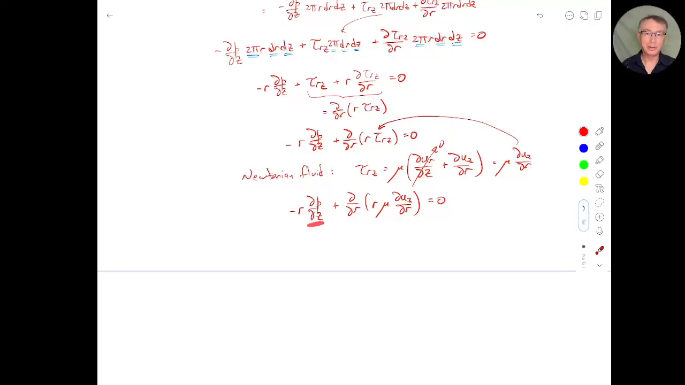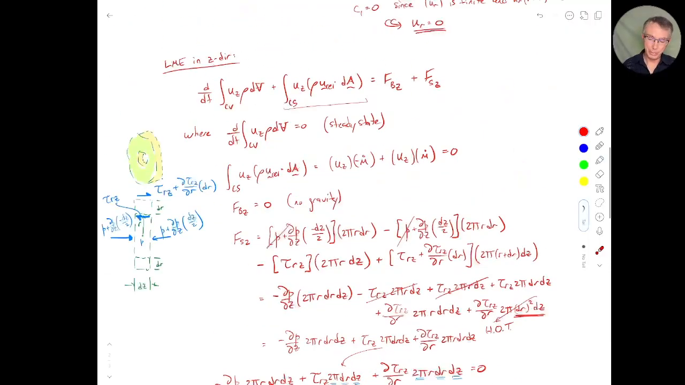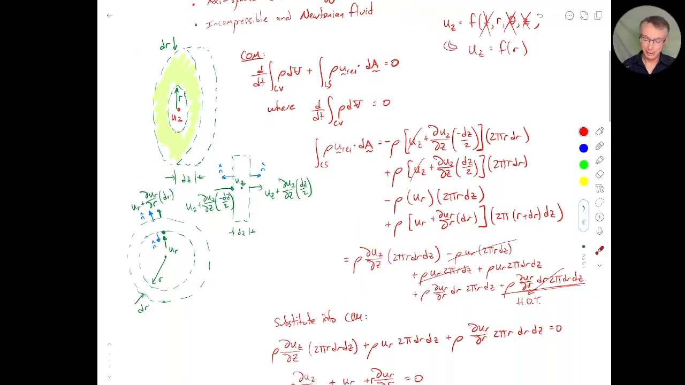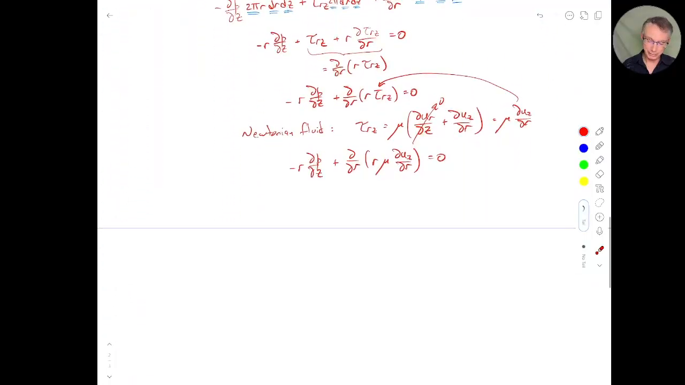The dp dz term is just a constant. Remember we said way back up here, it's a pressure-driven flow. The dp dz is a constant. We can just leave it like this, but if you think about it for a moment, I said there was no variation in the theta direction, so the dp d theta would be 0. I'm saying it's steady, so there'd be no dp dt term. And there's no variation in the radial direction because there's no radial velocity and no radial gravity component, so there is no dp dr. So really, we can write this one as an ordinary derivative as well. So let's go ahead and do that.